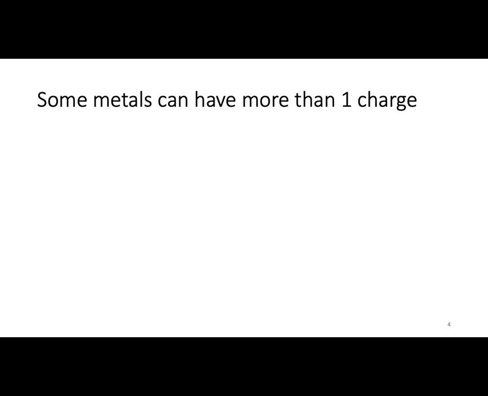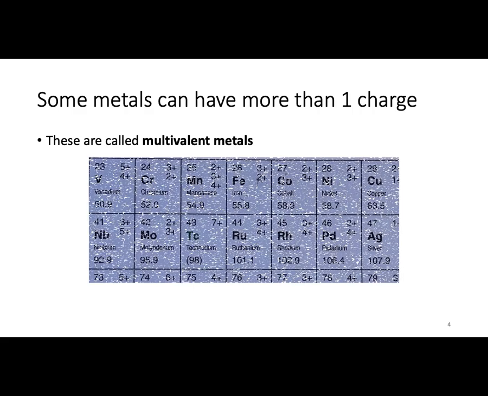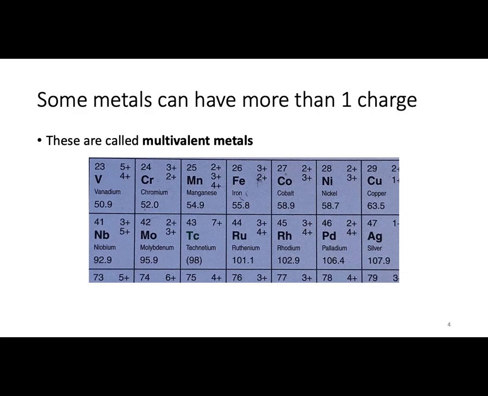Okay, so let's start with multivalent metals. Some metals can have more than one charge. These are called multivalent metals. So these are usually the transition metals. And here's an example. Chromium can be Cr3+ or Cr2+. So it can be a chromium 3 ion or a chromium 2 ion.